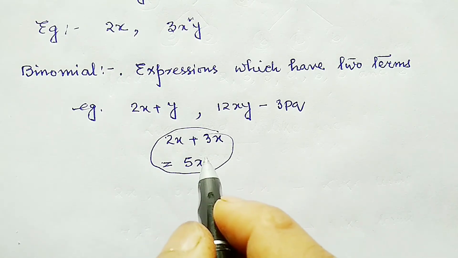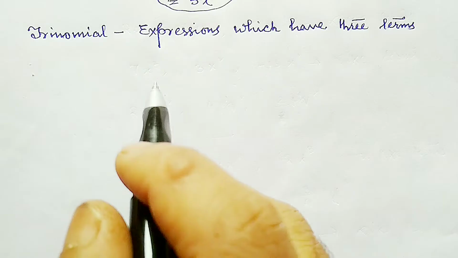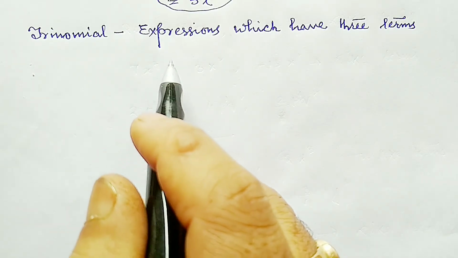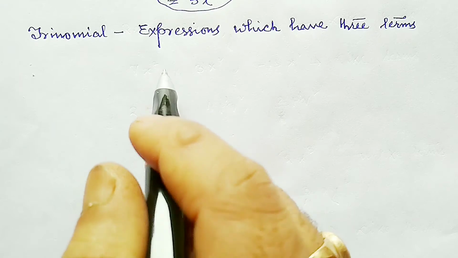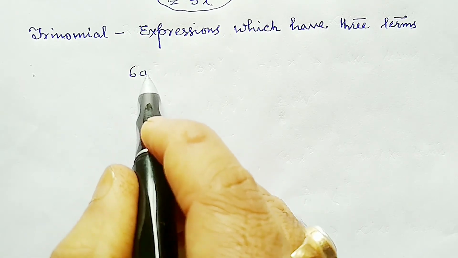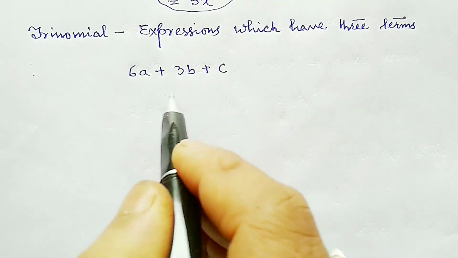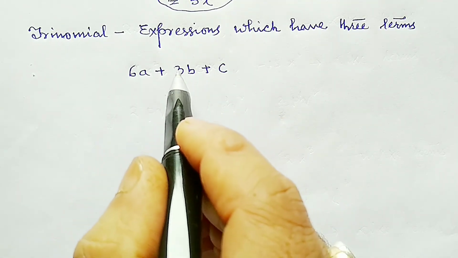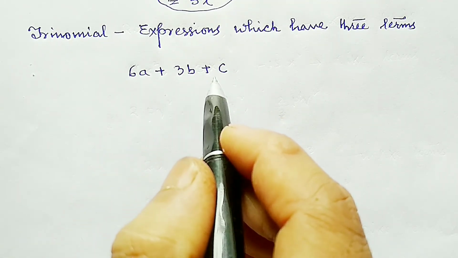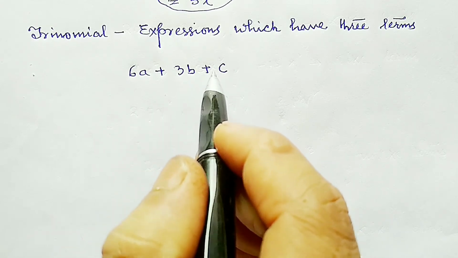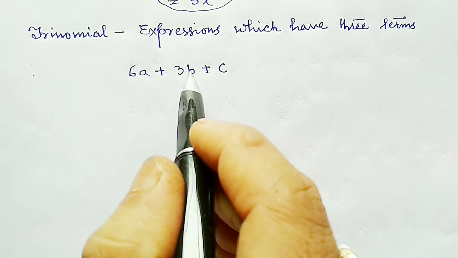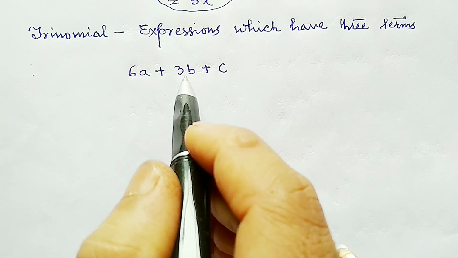So, monomial. What do you mean by trinomial? Expressions which have three terms are called trinomials. If I write, suppose, 6a plus 3b plus c, here this is one term, this is another term and this is the third term. In this way, when there are three terms, this type of algebraic expression is termed a trinomial.